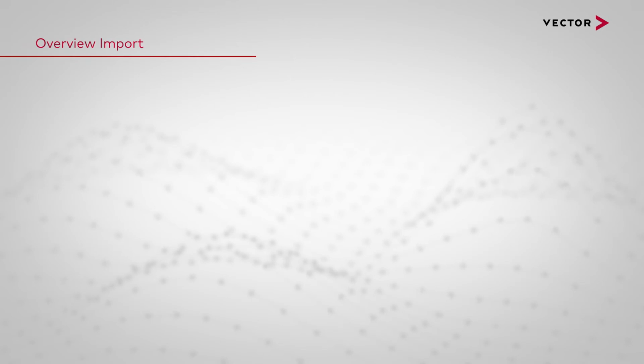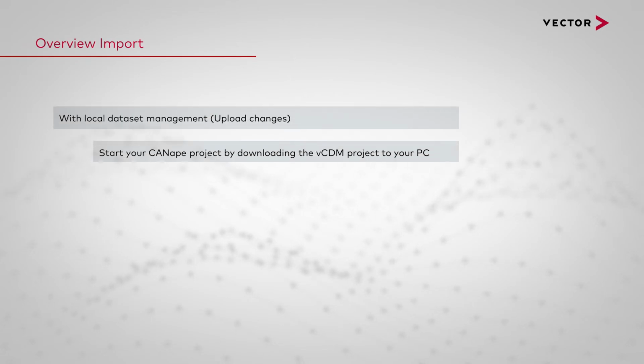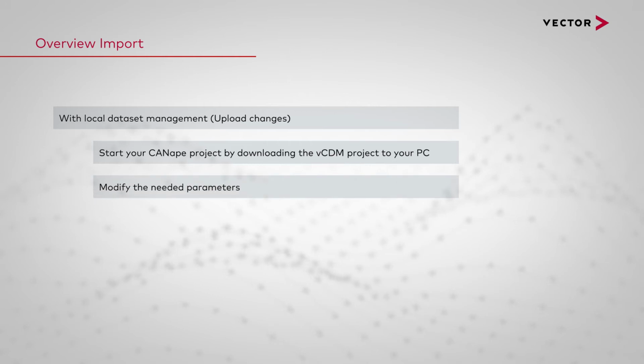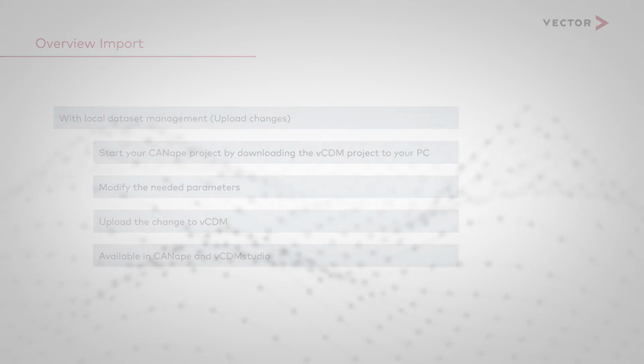In the second example, we use local dataset management in CANape. Start your CANape project by downloading the vCDM project to your local dataset management. This baseline of the calibration project is now available to you offline. Modify the needed parameters and just upload again to the vCDM database. This feature is available in CANape and vCDMstudio.